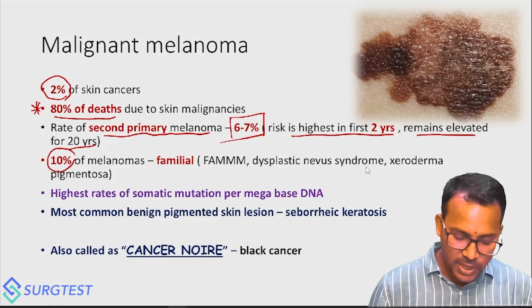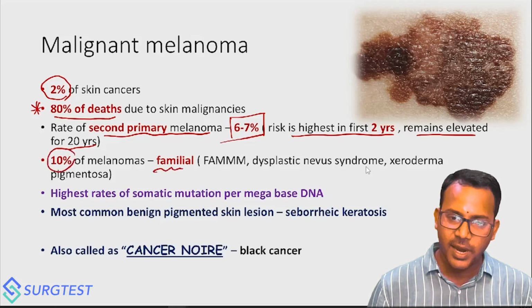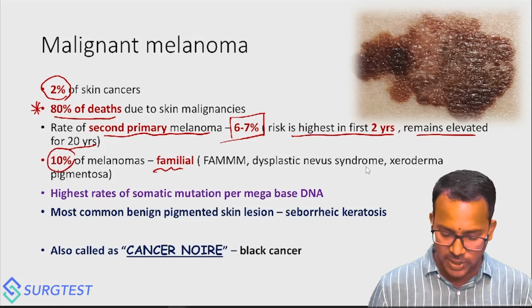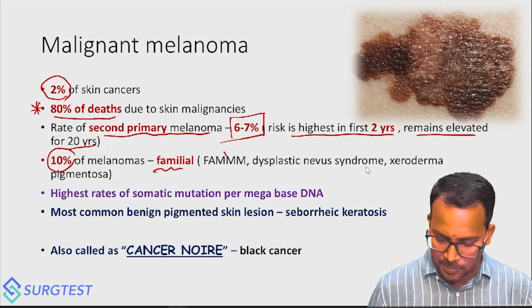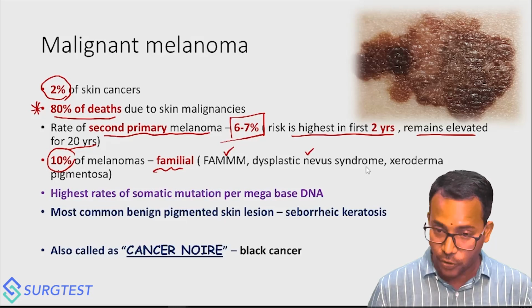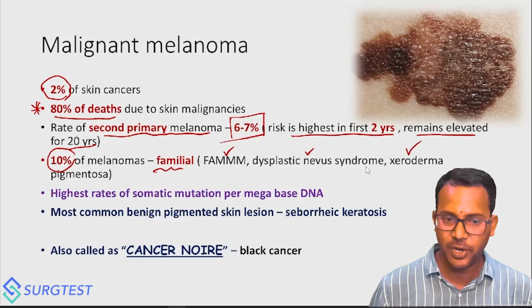10% of the melanomas are familial. Okay, and the most common familial syndromes associated are FAMMM, the dysplastic nevus syndrome, and xeroderma pigmentosum.